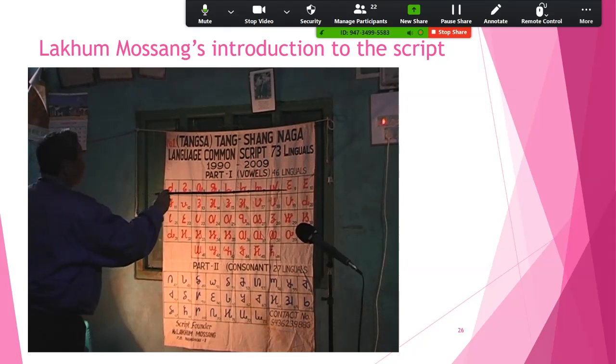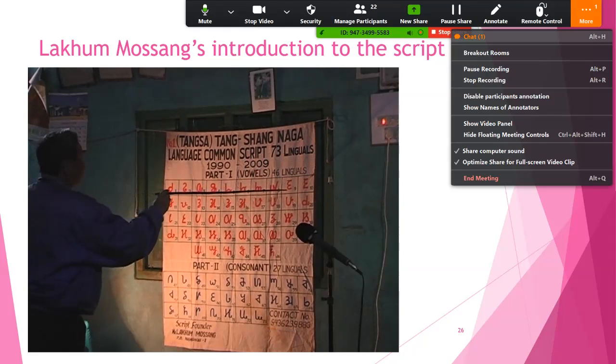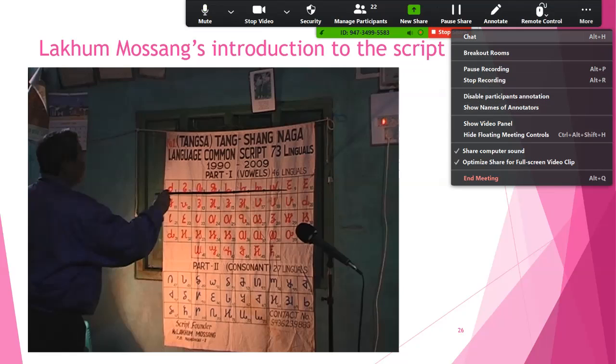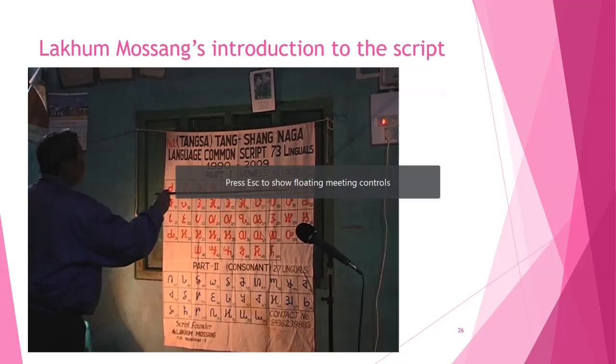Okay, I hope everyone could hear that nicely. Didn't get a message from anyone, so I'm assuming you all could. And that is the way that Mr. Lakhum Mossang teaches his script. Each letter has its own number. Thank you, Carolyn, for telling me it was good. Each letter has its own number, and he teaches them in order.